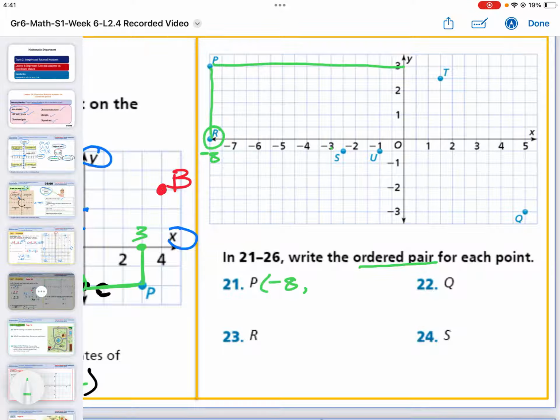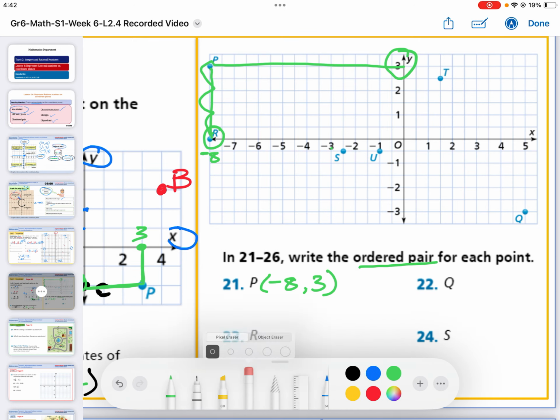And now let's go up. How many steps we're going to go up? That is 1, 2, and 3. It's very clear that you guys stopped at 3. The y coordinate will be 3. That's it. Okay? Let's move on.